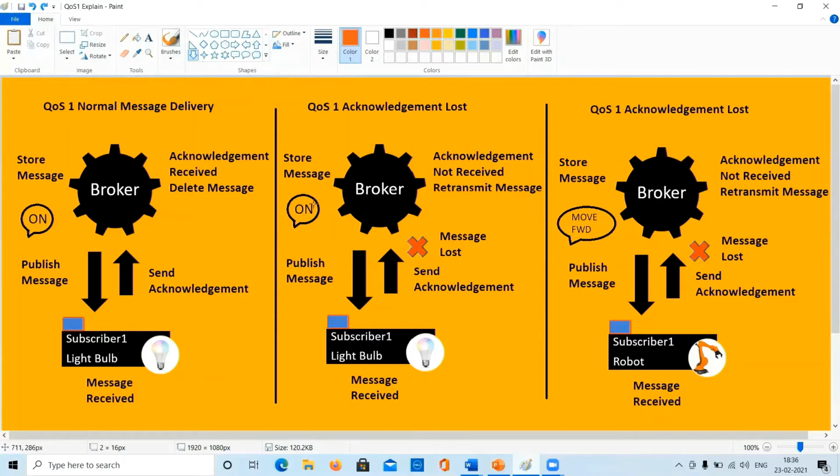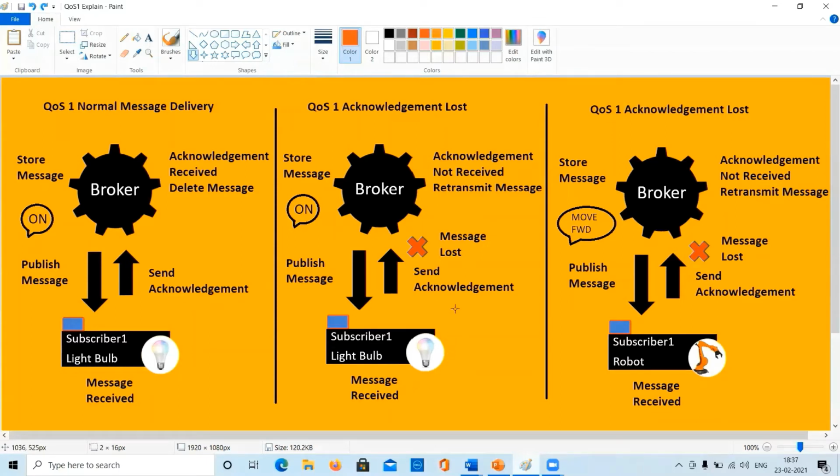But now let's consider a special case. The broker sends a message and keeps a copy of the message in the outbound queue. The subscriber is the same light bulb. After receiving the message, it sends an acknowledgement to the broker. But because of some network issue, the acknowledgement is lost on its way. When the broker doesn't receive the acknowledgement, it waits for a predefined time period. The default is 5 seconds. And after that, it retransmits the message. So the second copy is delivered to the subscriber.